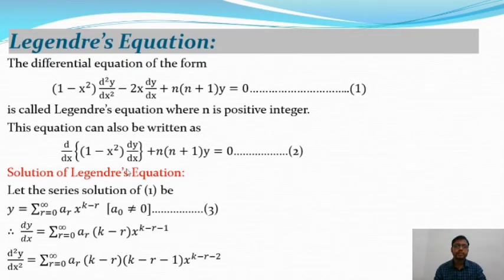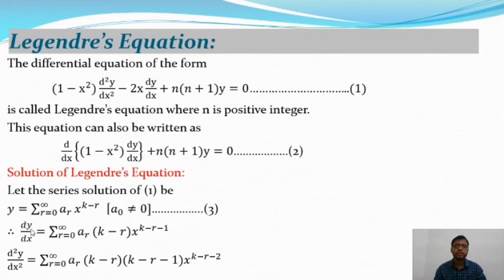So here is the solution. Let the series solution of equation 1, that means the Legendre equation, be y equal to summation over r equal to 0 to infinity of ar x to the power k minus r, where a0 is not equal to 0, and we can write it as equation number 3. This is the solution of the Legendre equation, so we consider this one.